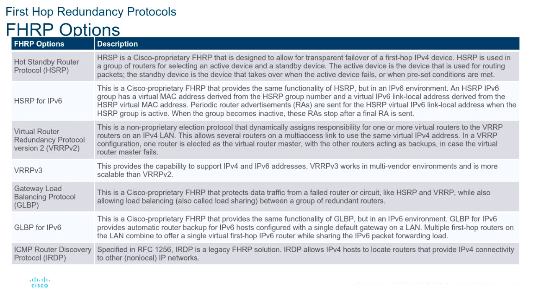So our options are the Hot Standby Router Protocol, which is Cisco proprietary. There's a version for IP version 6. Virtual Router Redundancy Protocol is not proprietary to Cisco. It works with everybody. And there's a version for IP version 6. And then Gateway Load Balancing Protocol is the Cisco proprietary version, and there's one for IP version 6.